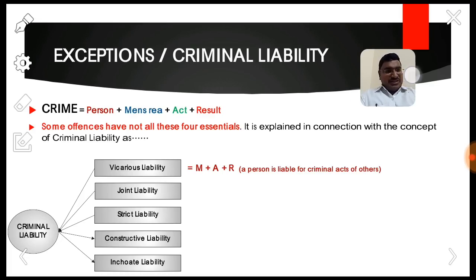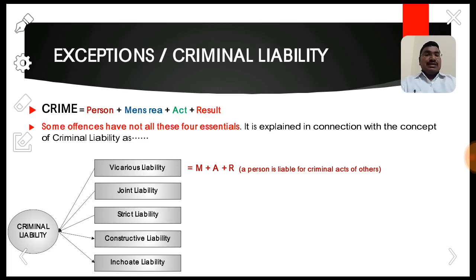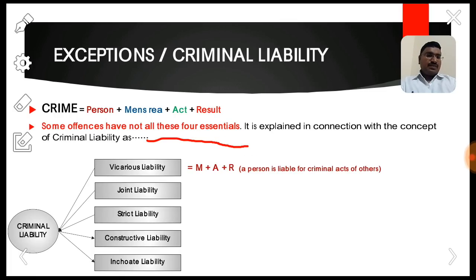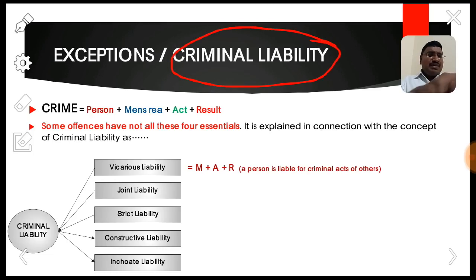Coming to the exceptions for the elements of crime. We just learned that the person, mens rea, actus reus and result should be present in order to constitute a crime. Some offences do not have all these four essentials. It is explained in connection with the concept of criminal liability. Taking the responsibility for a particular crime is simply known as criminal liability. Who is liable for such commission or omission of the offence? It is more important.